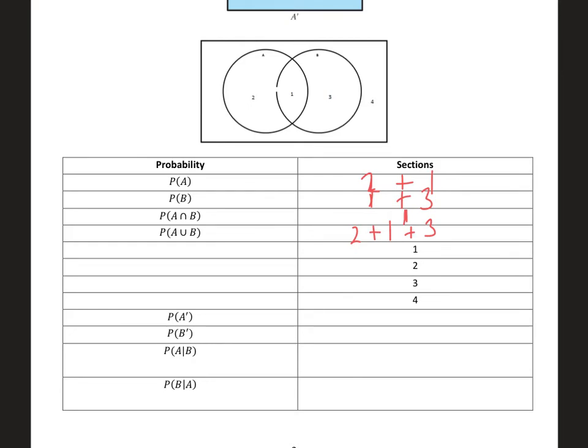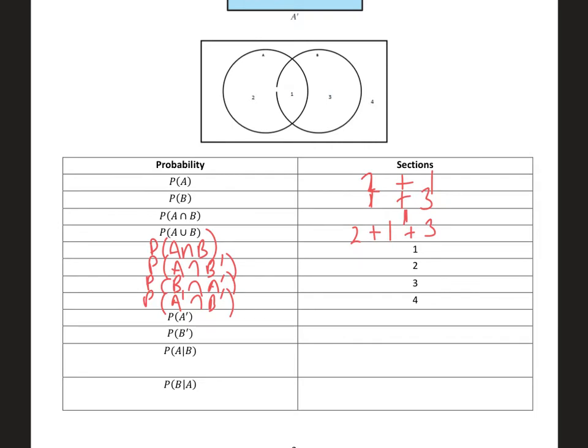Now, how can I write the probability for section 1? Well, that's already been done. That's just probability of A and B. What about section 2? Well, that's the probability of A and not B, so A and B dash. So A and not B. Same for 3. That's the probability of B and not A. And section 4, that's the probability of not A and not B.